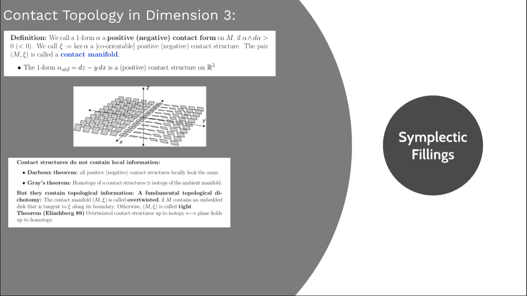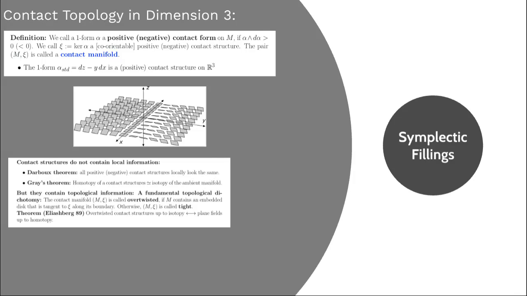There's an important dichotomy related to these global properties. We call a contact manifold overtwisted if it contains an embedded disk that is tangent to the plane field, to the contact structure, along the boundary. Otherwise, we call it tight.